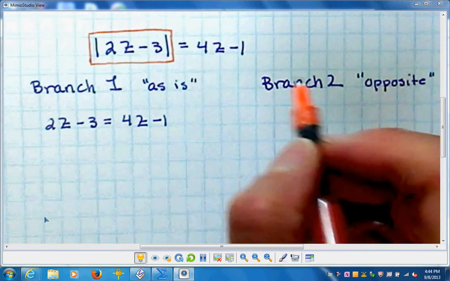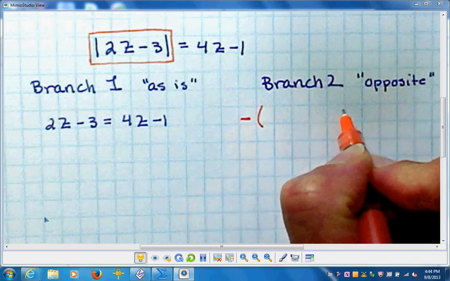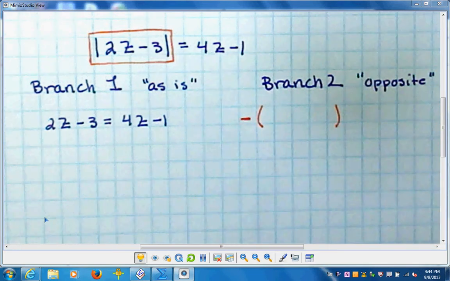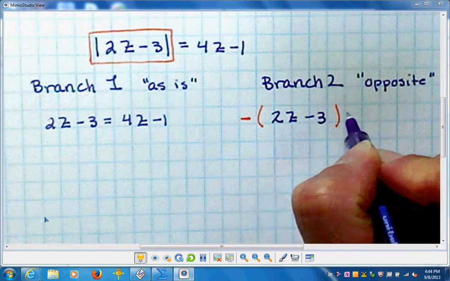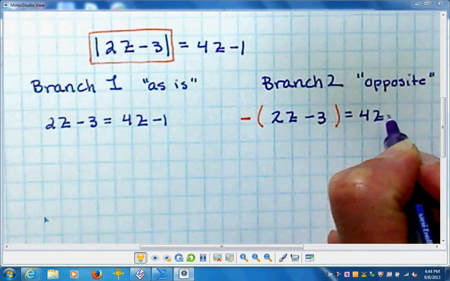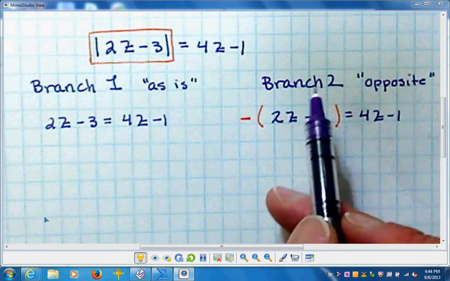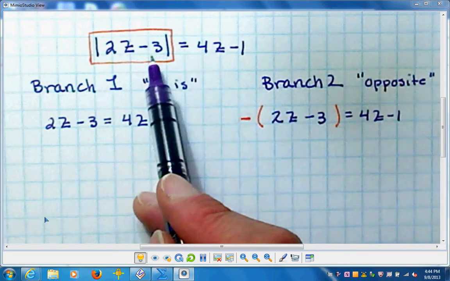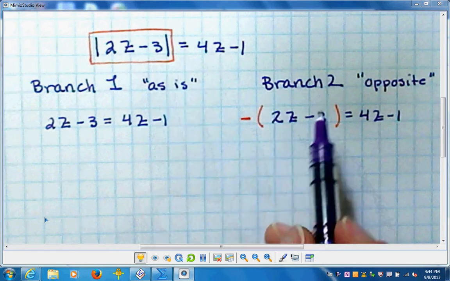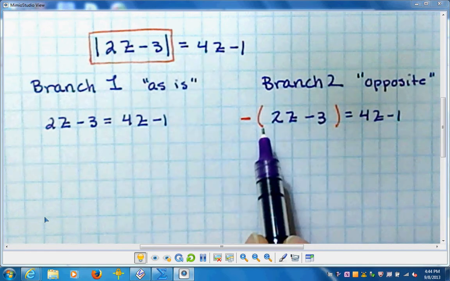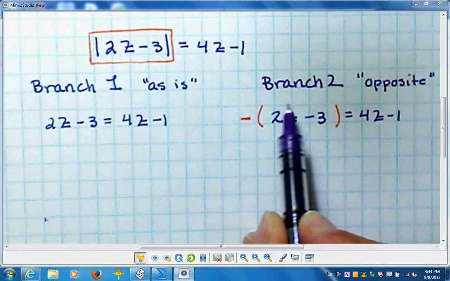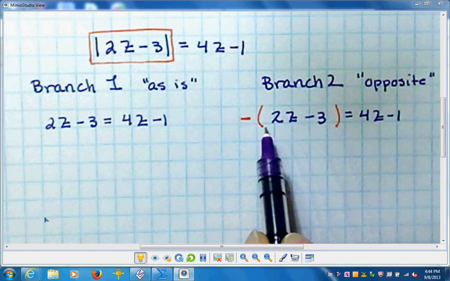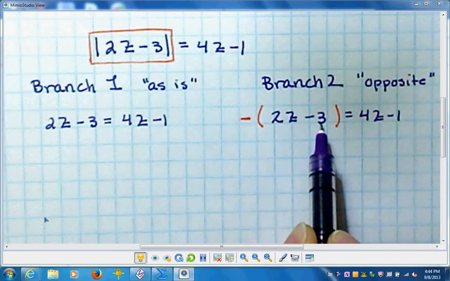So that means I'm going to take the opposite, negative something. And what's inside that absolute value is 2z minus 3. And that equals 4z minus 1. So notice with branch 2, whatever's inside the absolute value, I set up as taking the opposite. This is one number, 2z minus 3. So I put that inside my parentheses, and I'm going to take the negative of everything inside.